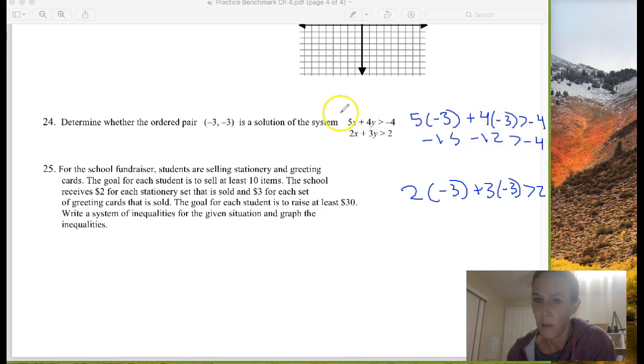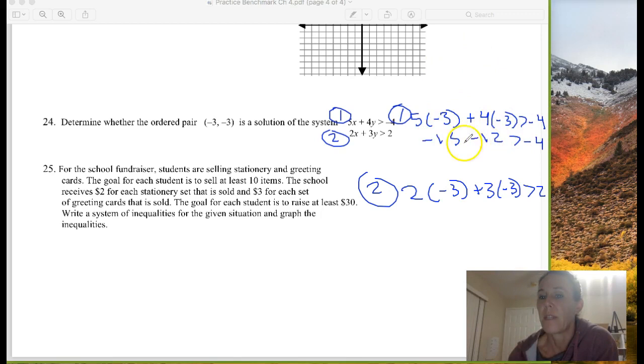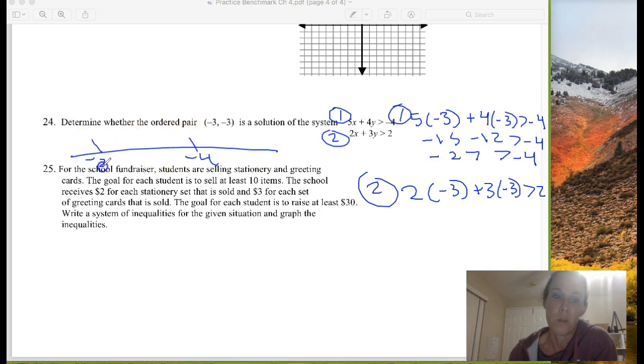Does this fall in inequality 1, inequality 2? Well, let's check. -15 minus 12 is -27. Is -27 greater than -4? No. It looks like it's greater, a bigger number, but it's a negative, so it's actually smaller. Remember, on a number line, if -4 is here, -27 is way over here, it's actually smaller. So it doesn't even work for inequality 1, so it's not going to be a solution to the system.